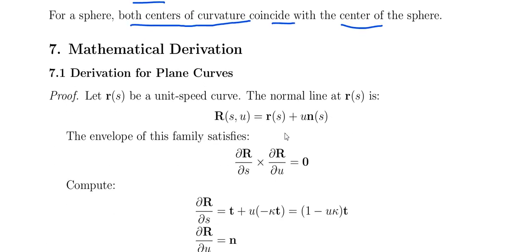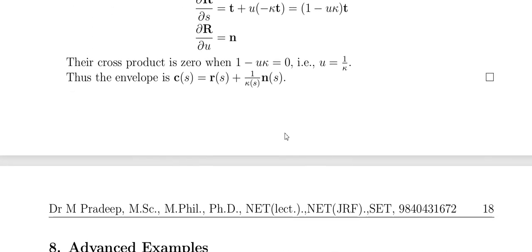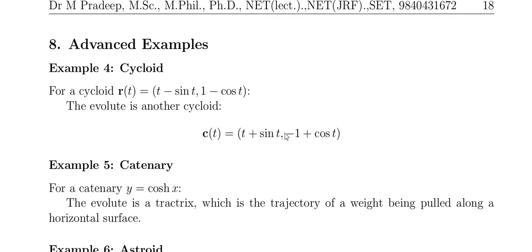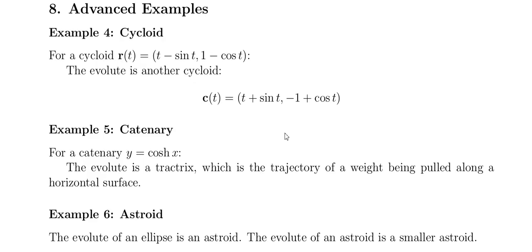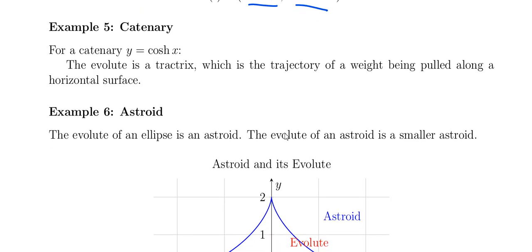And the derivation for the plane curve: C of s equal to r of s plus 1 by kappa of n of s. These are advanced examples. For a cycloid, r of t equals t minus sin t, 1 minus cos t. The evolute is another cycloid, t plus sin t and minus 1 plus cos t. And for a catenary, y equal to cosh x, the evolute is a tractrix, which is the trajectory of a weight being dragged along a horizontal surface.